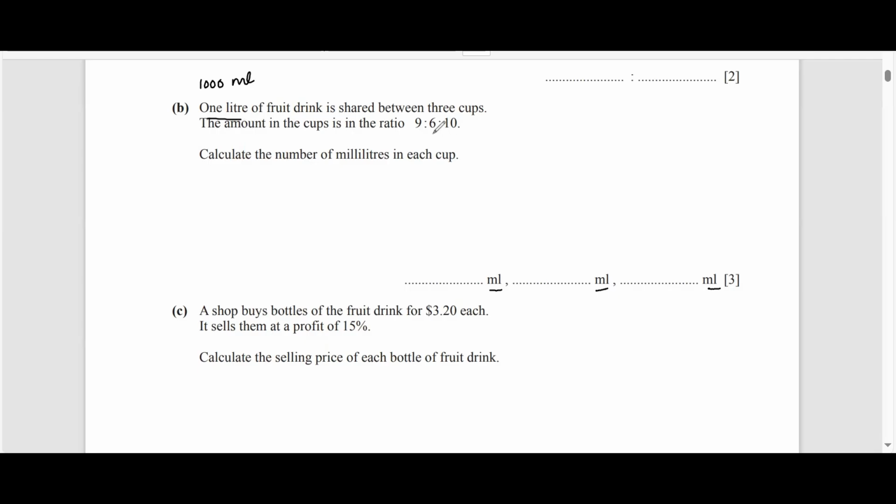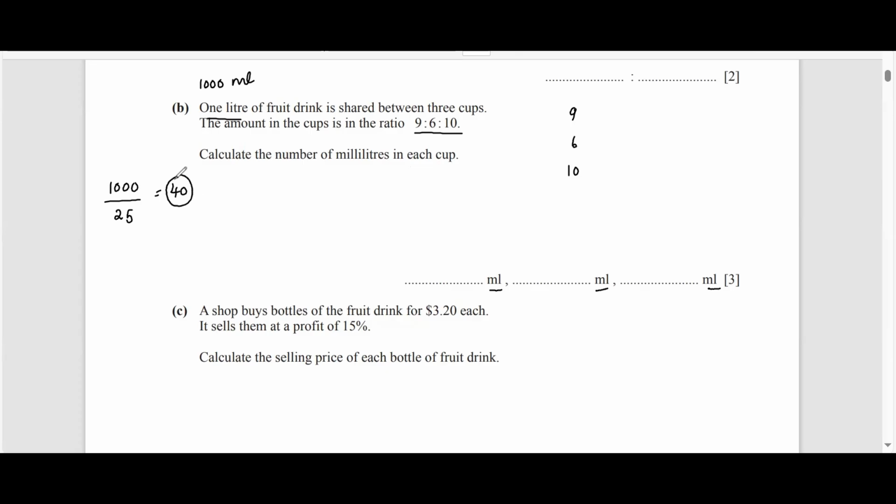What we have to do is add all the 3 ratios. 10 plus 9 is 19. 19 plus 6 is 25. 1000, that is the total amount that we have here, divided by the total ratio. 1000 divided by 25, which will give us 40. Now, the ratios are 9, 6, and 10.